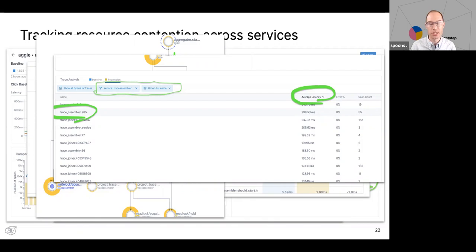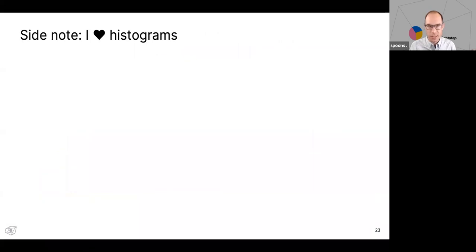Again, not something that changed in terms of a software release. We saw the latency in terms of how Aggie was behaving, but we had to look much deeper to understand where we could actually fix it. A quick side note, I talked a little bit about histograms.